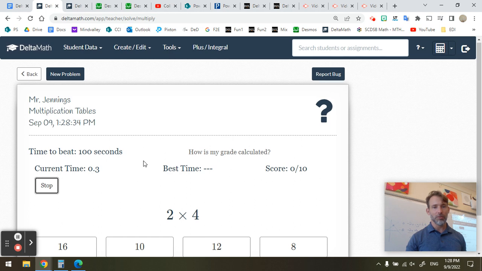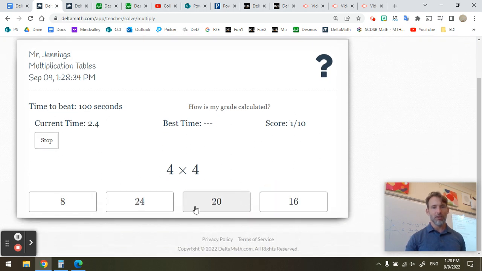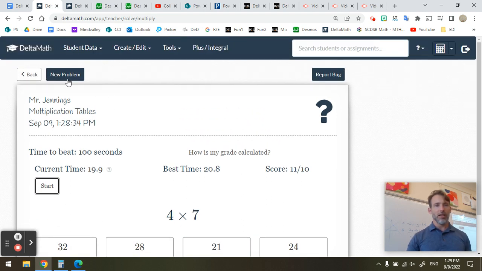Multiplication tables is exactly what it sounds like. 2 times 4 is 8. 4 times 4 is 16. 8 times 8 is 64. 3 times 6 is 18. 5 times 6 is 30. 9 times 3 is 27. 3 times 8 is 24. 5 times 4, 20. And we just get some practice with our multiplication tables. Not really anything fancy to explain here. Let's keep going.